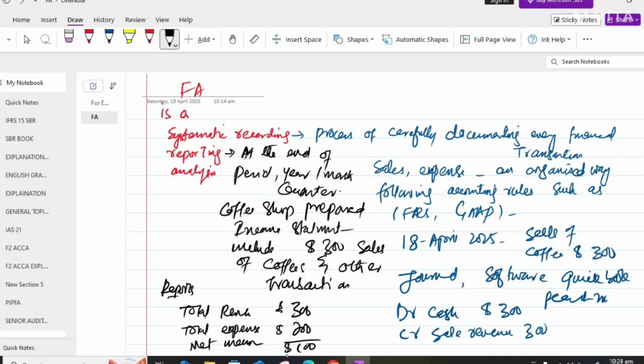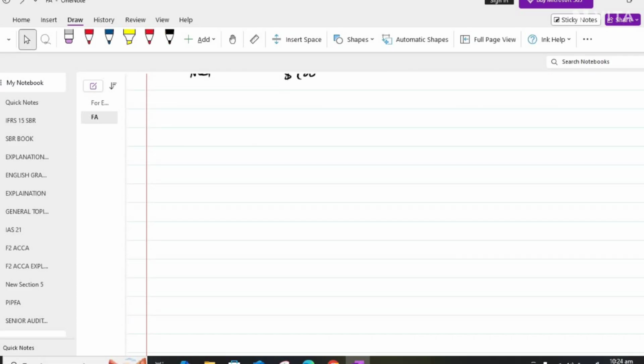Now let's move on. We have to discuss the concept of analysis, what we mean by analysis. Let me write here, analysis. This is the third important point in this definition. By analysis, we mean reviewing the financial reports, that is revenue, expenses, and net income. The management will review those financial reports.